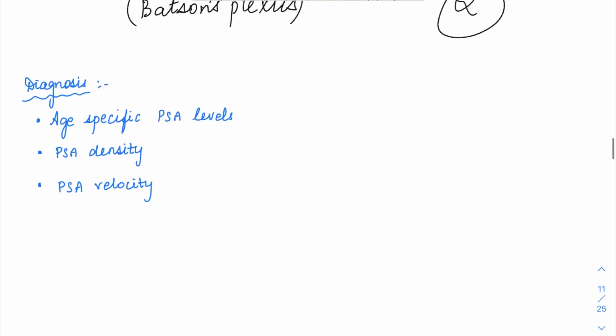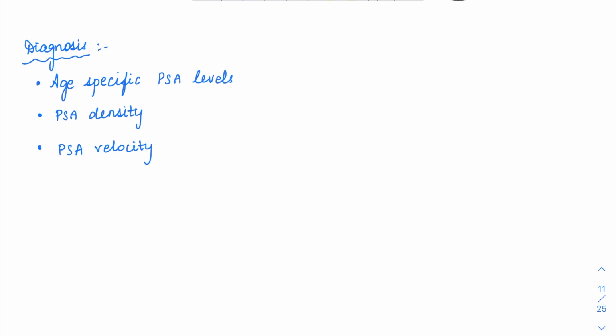Then how do you diagnose this prostatic cancer? You'll have to check the serum PSA levels. Serum prostate specific antigen levels are going to be elevated. There is an age related cutoff for all of this. Normal levels will be less than 4 nanogram per ml. If it is rising above 4 nanogram per ml, you'll have to suspect prostatic cancer. This depends upon the age.